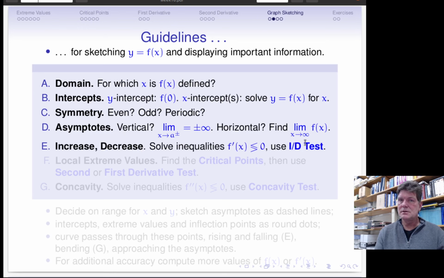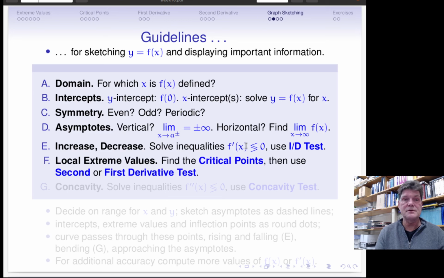E, then the information that comes from the derivatives. Where is the function increasing or decreasing? For this we need to find the intervals where the first derivative is negative or positive, and then use the increasing/decreasing test. And F is local extreme values. Find the critical points of the function, the zeros of the first derivative, or the points where the first derivative isn't defined, and then use the second or first derivative test to locate the extreme values.